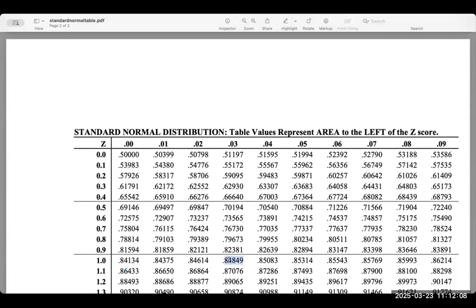Okay, this one's really close. 1.03, I get 0.848. This one looks a bit better. 1.04, that's 0.85083. A little bit more than 0.85 is to the left of that z-score. So it's somewhere between 1.03 and 1.04. I'm just going to round it to 1.04. Let's check our answer with Microsoft Excel.